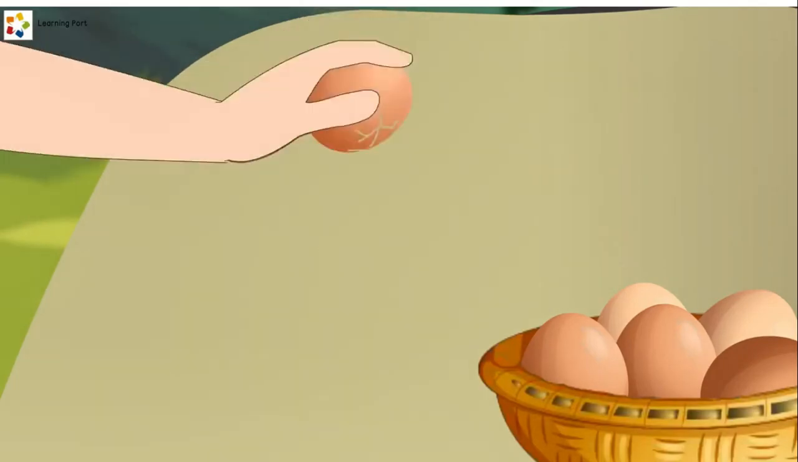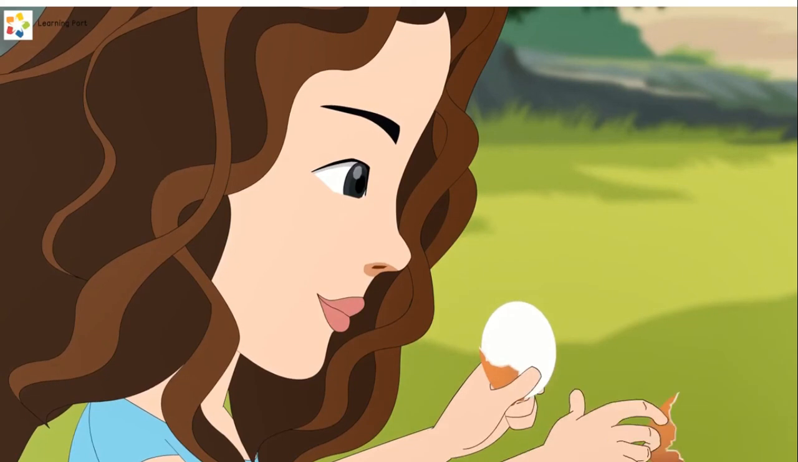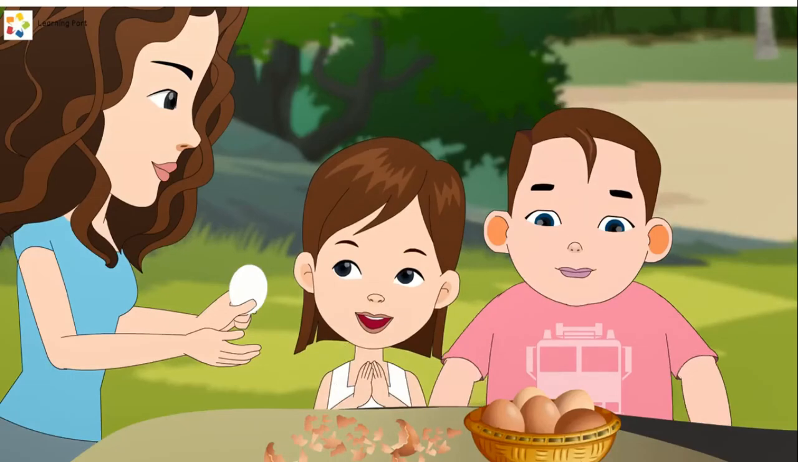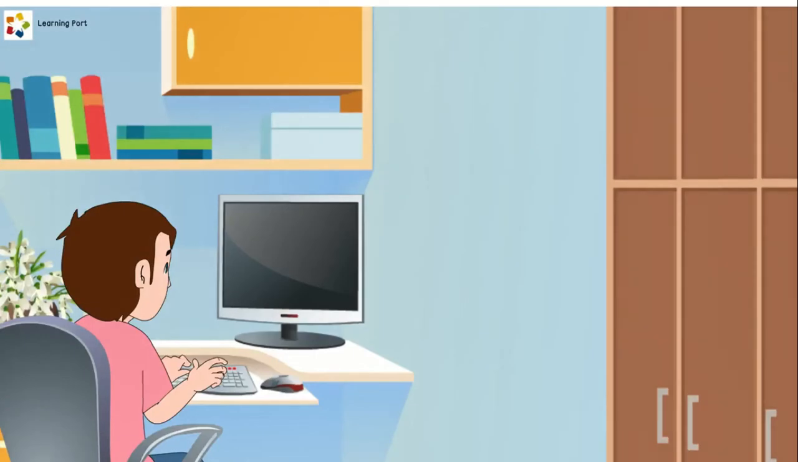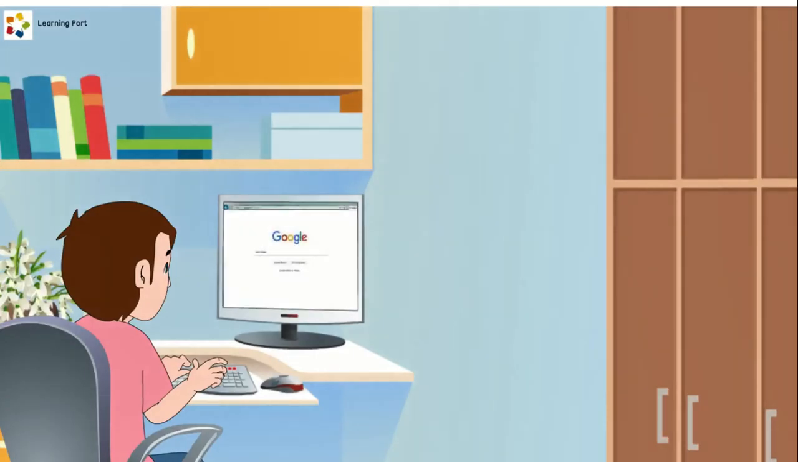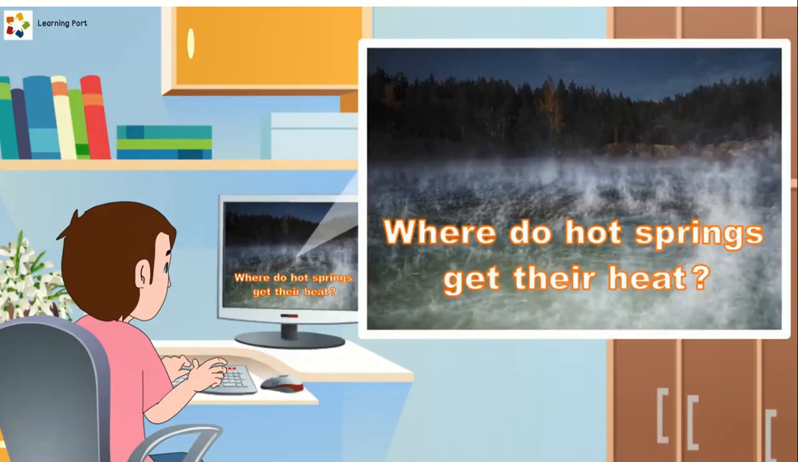Their mom then gingerly picks up one egg, cracks it, and peels off the shell and passes the hard-boiled egg to Jane. Peter is amazed that the egg can be cooked without any fire. Back home from the hot springs, Peter surfs the internet as he is curious as to why the water is naturally hot. He discovers that the water in the hot springs obtains its heat from the Earth's interior.